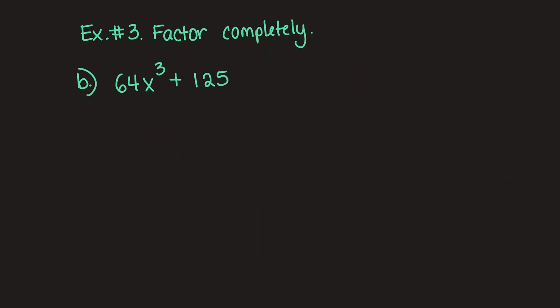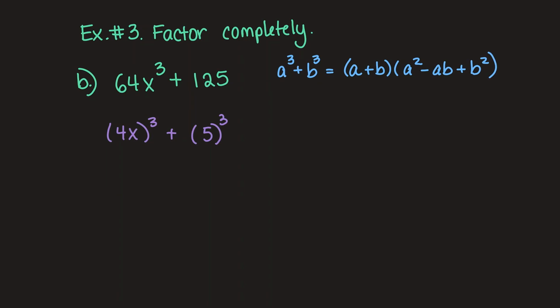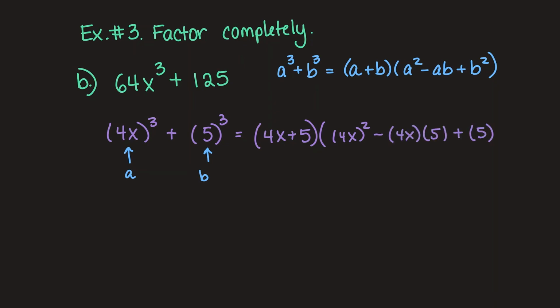For the next example, we have a sum of cubes this time, since this can be written as 4x quantity cubed plus 5 cubed. So we will use our sum of 2 cubes formula to factor this, where a is 4x and b is 5. So we have 4x plus 5 times 4x quantity squared minus 4x times 5 plus 5 squared. This simplifies to 4x plus 5 times 16x squared minus 20x plus 25. And now we have factored our polynomial.